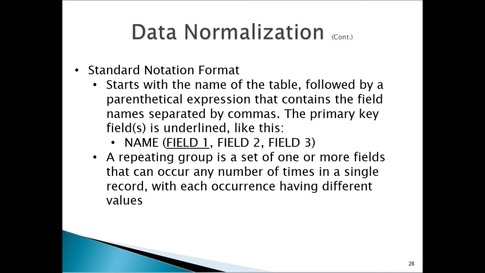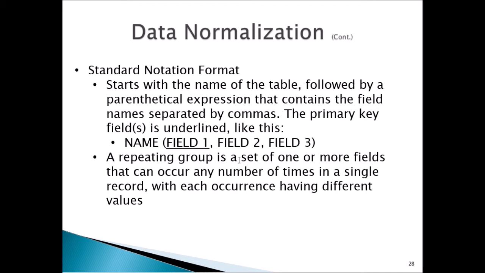So to start, there's standard notation format. It starts with the name of the table, followed by a parenthetical expression that contains the field names separated by commas. The primary key fields are underlined. So here's an example. So you've got the name of the table, there's a name here, right here. You got field 1, which is also the primary key because it's underlined, and you got field 2 and field 3. So remember, these are fields or attributes, and in a database, these would be columns as well.